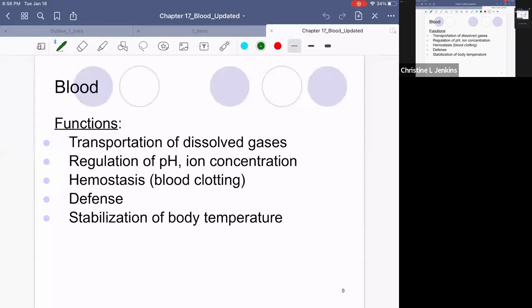The blood helps us with blood clotting. What is the component of blood most responsible for blood clotting? Platelets. Platelets? You guys are on the ball.